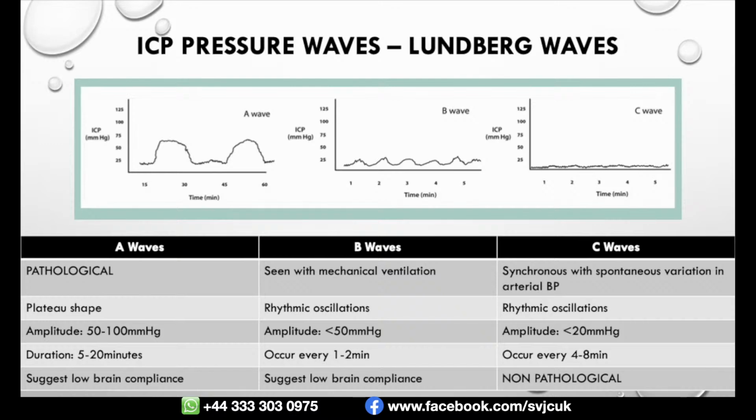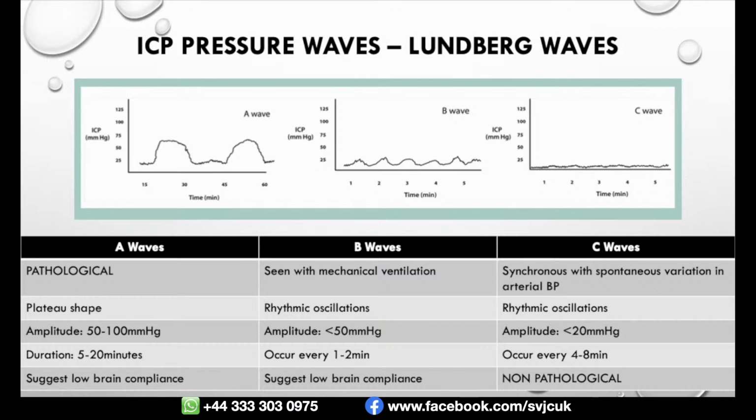So A waves are a plateau shape with an amplitude of 50 to 100 millimetres of mercury that can last for 5 to 20 minutes. And these are always pathological and suggest low brain compliance. B waves you can see when patients are mechanically ventilated. So you get rhythmic oscillations, but the amplitude is much less. So it's less than 50 millimetres of mercury, and they occur every 1 to 2 minutes. These can suggest low brain compliance.